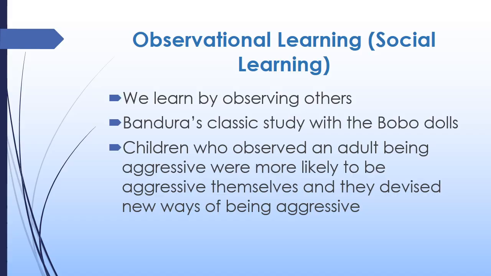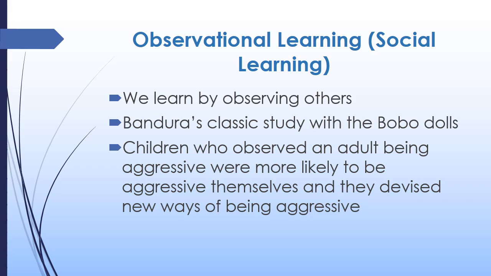So, in one condition, he videotaped adults being very aggressive with a Bobo doll, sort of beating the heck out of the Bobo doll. And in the other condition, the adult was playing with the Bobo doll nicely. And after the children watched the video, they were put in a room with a Bobo doll and other toys. They could choose to play with the other toys. But what he found was that children who observed that adult being aggressive were more likely to be aggressive themselves with the Bobo doll than the children who watched the video of the adults playing nicely with the Bobo doll.